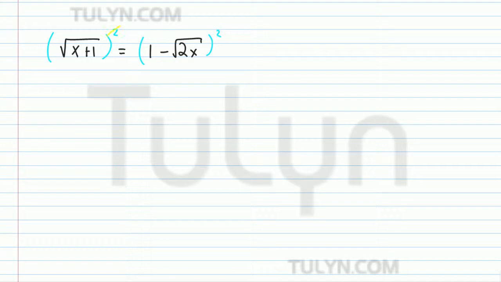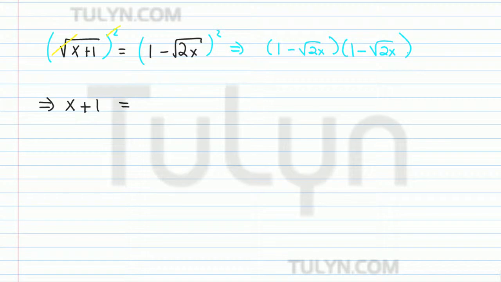Now on the left, the square and the square root are going to cancel out. So we're going to be left with just the radicand, which is x plus 1. But on the right, it's going to look a little bit different, because the radical sign is only on the 2x, and there's this extra term that's being subtracted from it. This is going to look like 1 minus square root of 2x times 1 minus square root of 2x. Basically, when you multiply a binomial by itself.